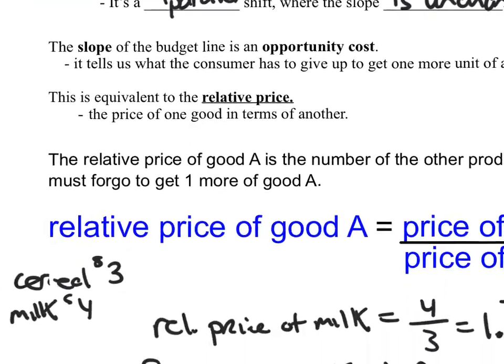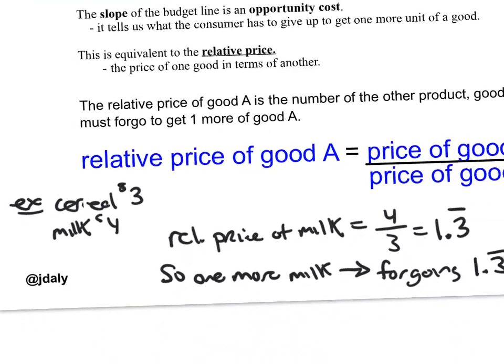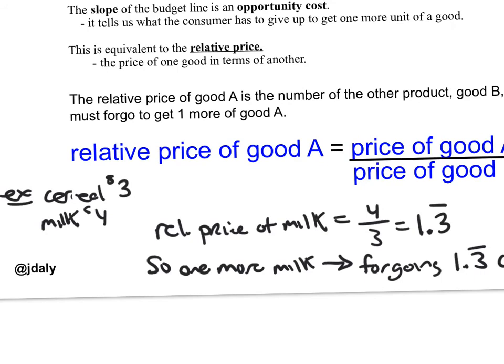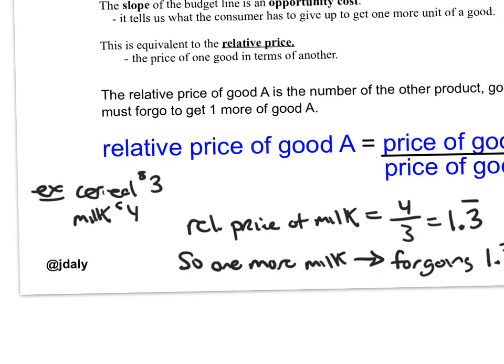There's a term, not too important, called relative price. So it's looking at the price of one good, and it shows how many of the other goods you must forgo if you buy one more. So for an example, cereal is $3, milk is $4. If I ask what's the relative price of milk, you take the price of that good, milk, divide it by the price of the other good, in this case cereal, and it's 1 1/3. So if you buy one more milk, that 1 1/3 is not a price, that is a quantity. So anytime you buy one more milk, you're foregoing 1 1/3 cereals.